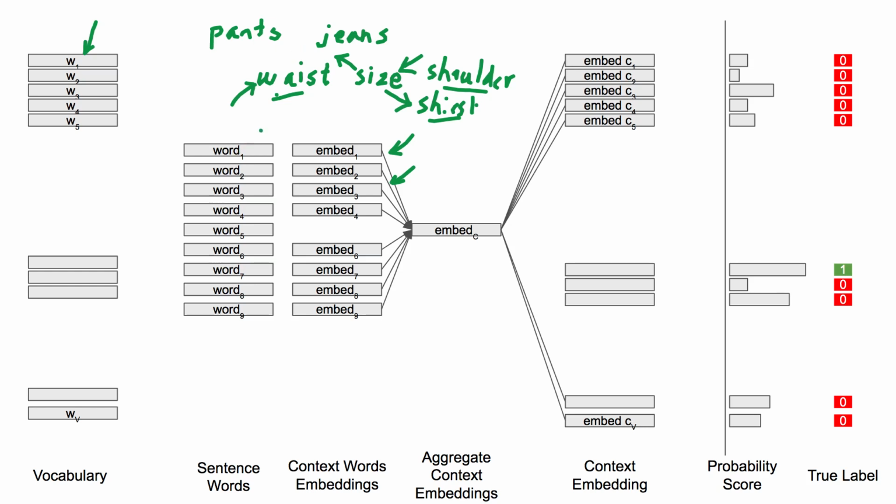So this is how Word2Vec updates the vector representation of words and brings words that occur in the same context closer to one another.